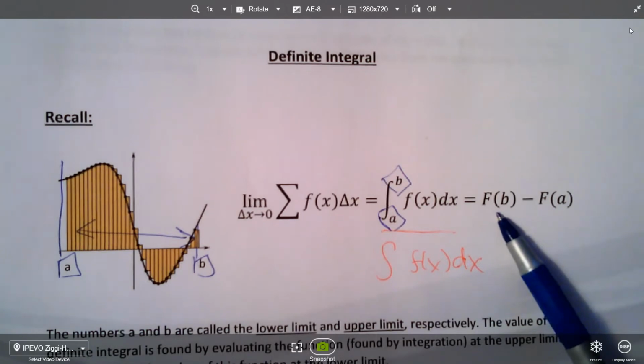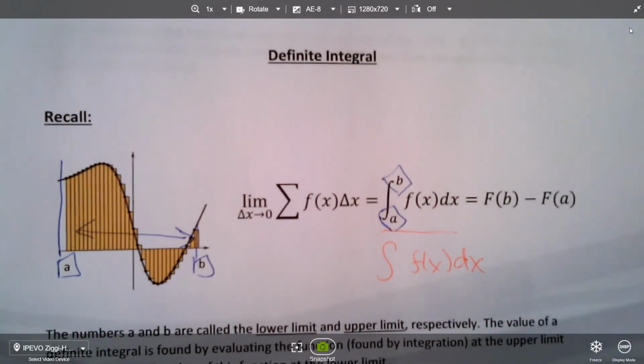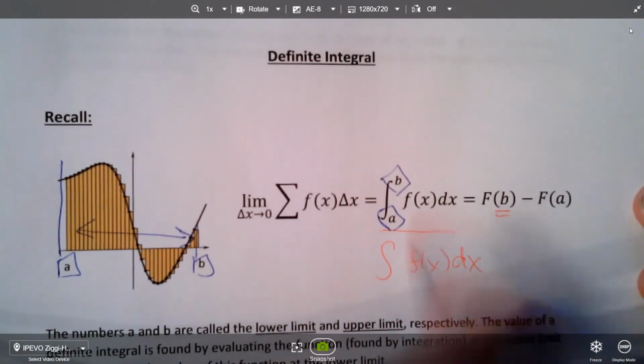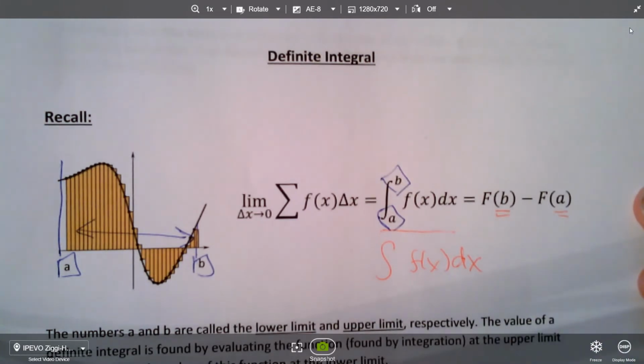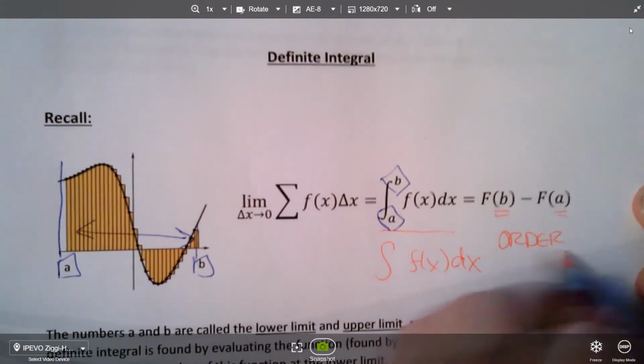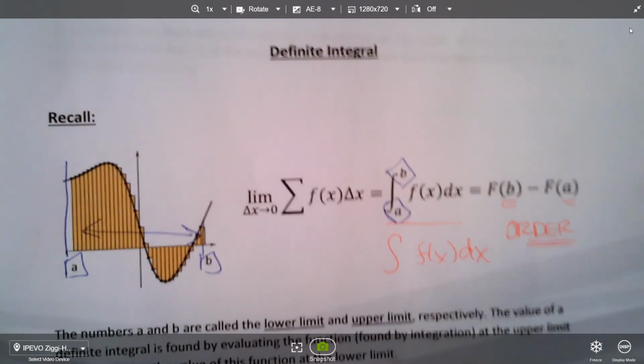You're going to do exactly what you've done, either power rule or substitution. And you're going to sub in the value of your top bound, b, the value of your bottom bound, a, and you're going to subtract them. The only thing really to be careful of here is watch your order. It does matter. Make sure it's b minus a, top minus bottom.